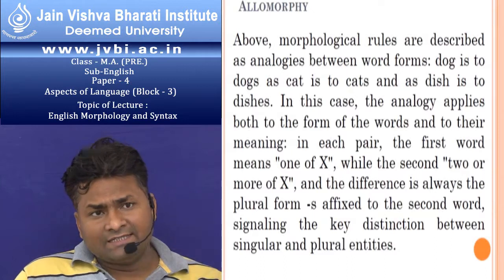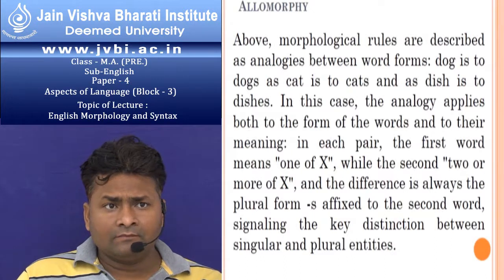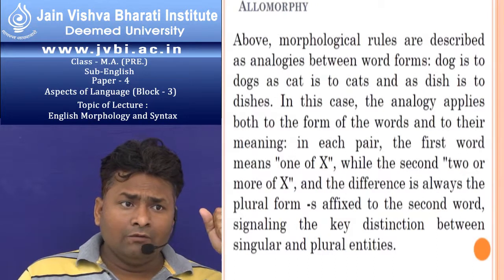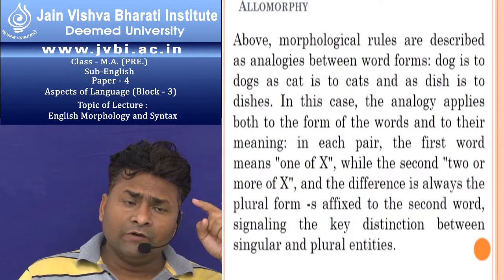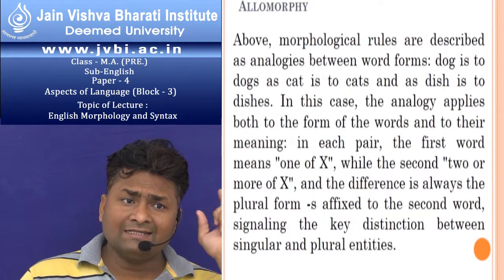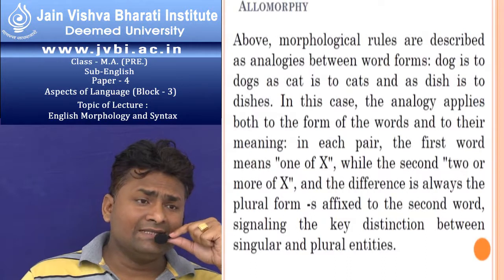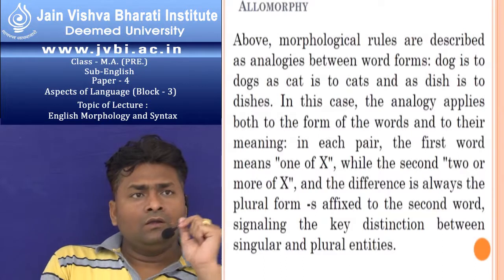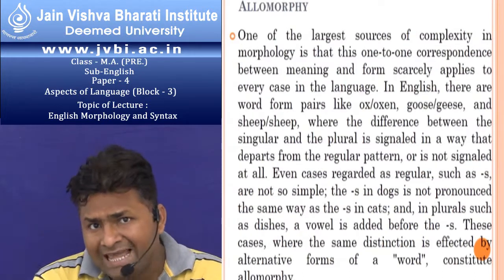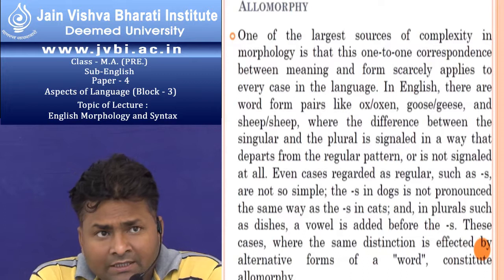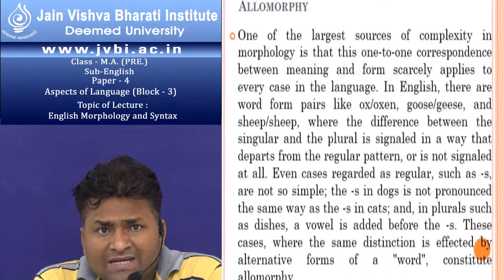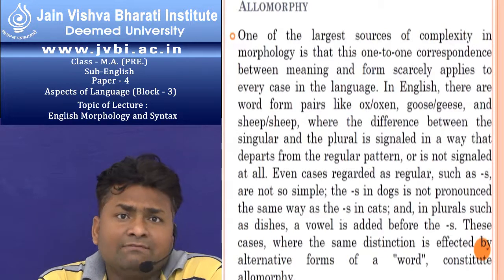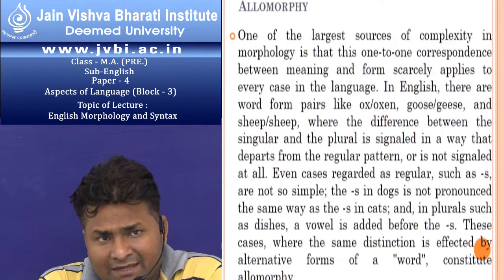So there are differences actually. The plural form where S is affixed to the second word signals the difference between singular and plural entities. One of the largest sources of complexity in morphology is that this one-to-one correspondence between meaning and form scarcely applies to every case in the language.